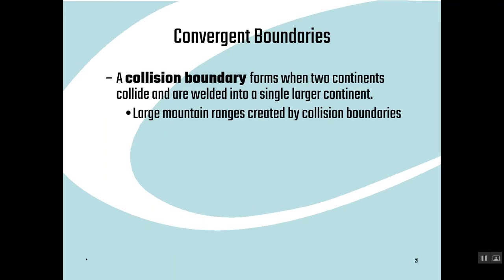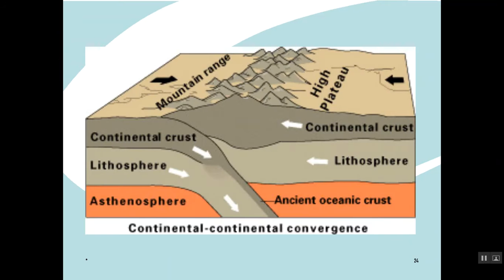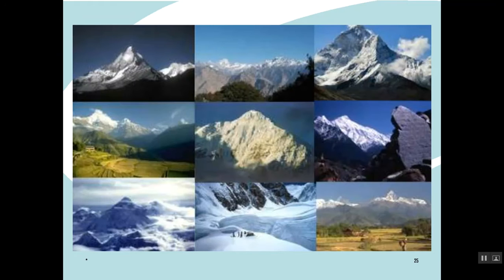Now, a collision boundary is a little bit different. That's when you have 2 continental plates colliding, and that's not going to create any volcanoes at all, just earthquakes and really high mountain ranges like the Himalayas or the Mount Everest.